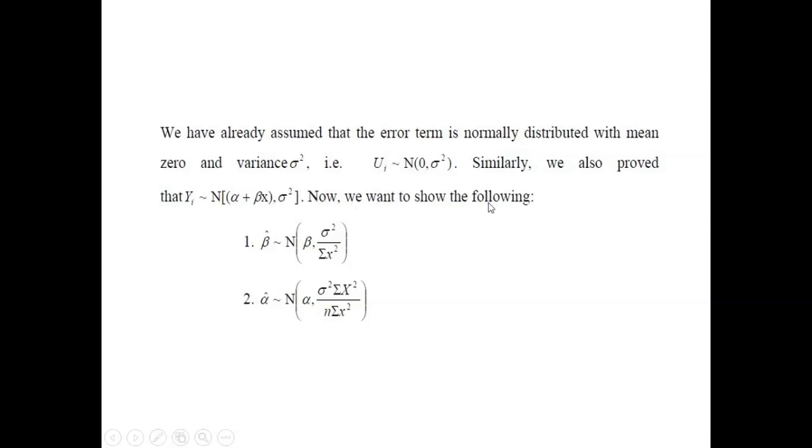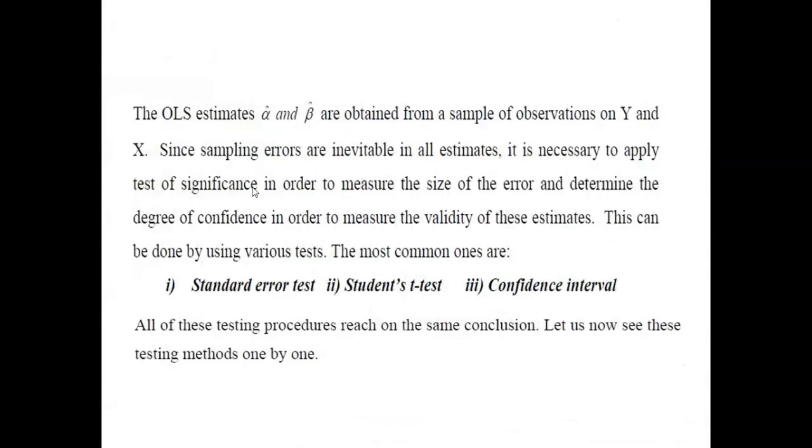So now we want to show the following here. Beta is normally distributed and alpha is normally distributed with these parameters. So the only estimates of alpha hat and beta hat are obtained from the sample observations on y and x. Since sampling errors are inevitable in all estimates, error is what? Inevitable. So it's necessary to apply the test of significance in order to measure the size of the error.